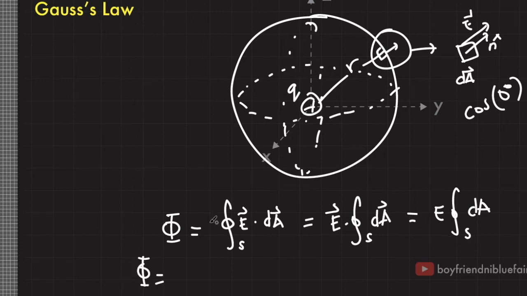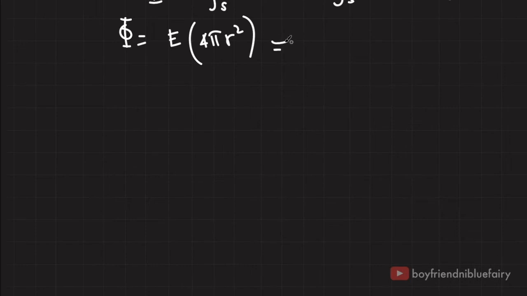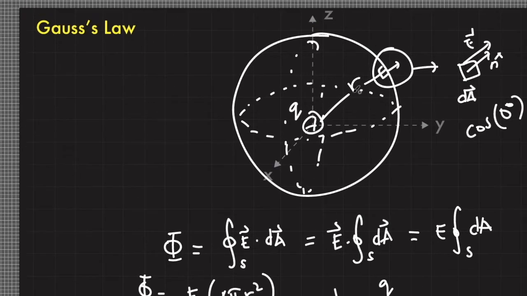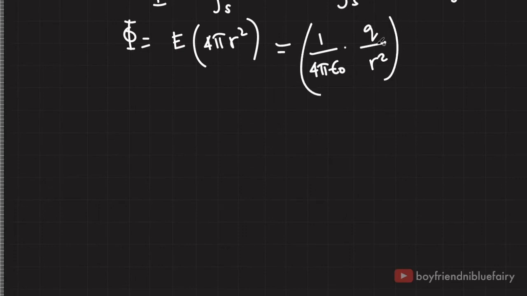So the flux is equal to the electric field times the area of the entire sphere, which is 4 pi r squared. And the electric field of the point charge is equal to 1 over 4 pi epsilon naught times q over r squared. Again, this is the electric field that passes through the surface at a distance r. This is the value of the electric field here times the area of the surface, 4 pi r squared.